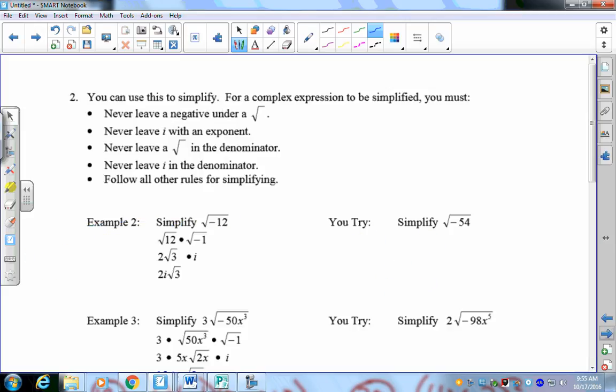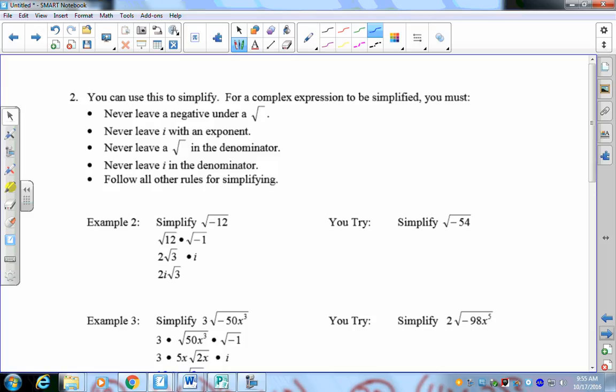So this is going to help us as we are simplifying. So we're kind of going back to what we did last unit with simplifying radicals, multiplying, dividing, adding, subtracting, and all that good stuff, but now we're going to deal with negatives under the radical. So a few rules for us to follow. All right, never leave a negative under a radical.